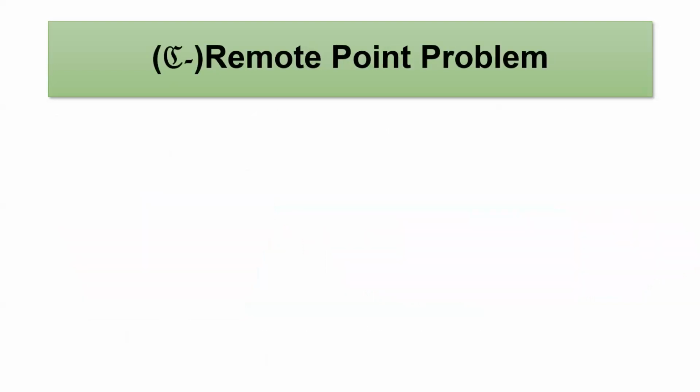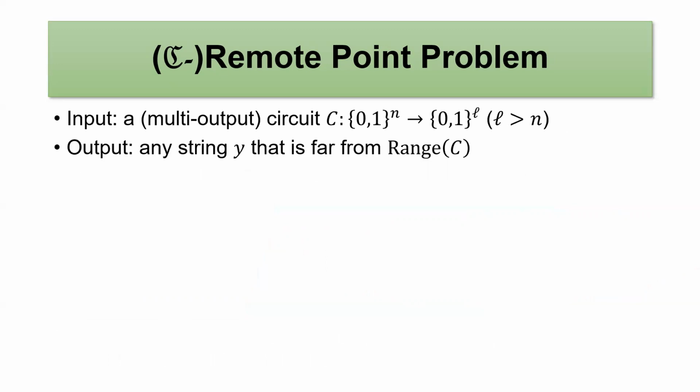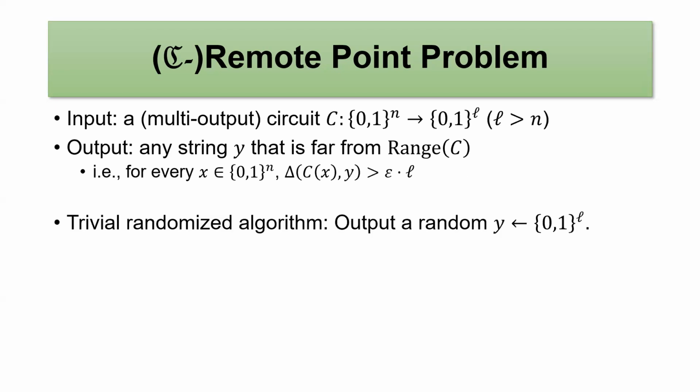Similarly, we define an average case analog of range avoidance called the remote point problem. The input is also a multi-output circuit C. But the difference here is that the output is any string that is far from the range of C. So there is still a trivial randomized algorithm. And the question is still, is there any deterministic algorithm?